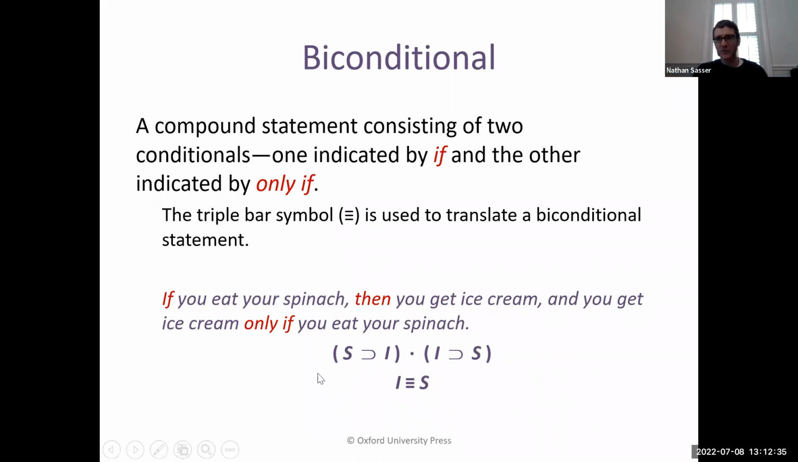So check this out. If you eat your spinach, then you get ice cream. That's if S, then I. But it's also like saying you get your ice cream only if you eat your spinach. In other words, if I, then S. Both are true. If you want to say if S, then I, and if I, then S, then you're saying I if and only if S. It's like there are arrows pointing in both directions. If either one of those is true, then the other one must be true. That's what the biconditional is saying.